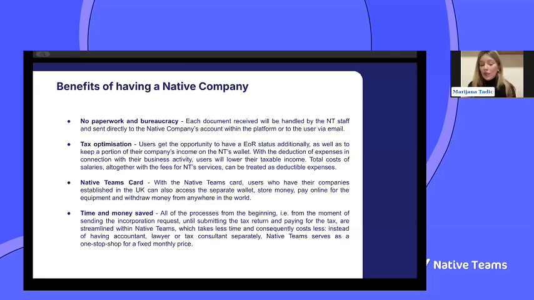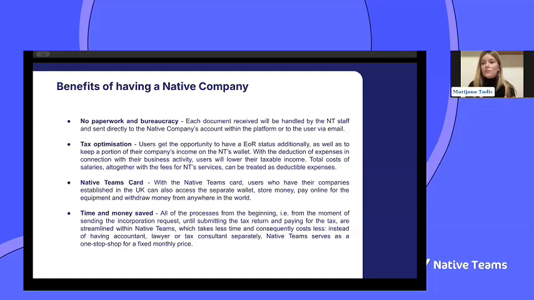Every subscription you pay to Native Teams can be treated as a business expense in the Native Company plan for your legal entity. Also, we have different wallets. It is important to say that on our platform you have a business wallet as well as your personal wallet. So tax optimization goes that way.